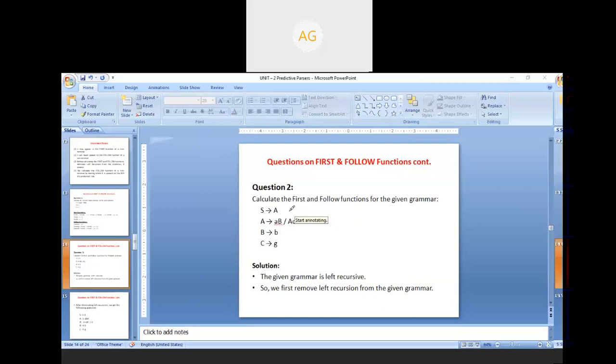In this question, there are five productions. And you can first check whether the grammar contains left recursion or not. So here you can see in this grammar, A produces AB and A produces AD. There are two productions, but here a left recursion is there because A produces AD. There is a condition that we can calculate the first only when we have a grammar which does not have left recursion. So first we eliminate the left recursion. The given grammar is left recursive, so we first remove the left recursion from the given grammar.